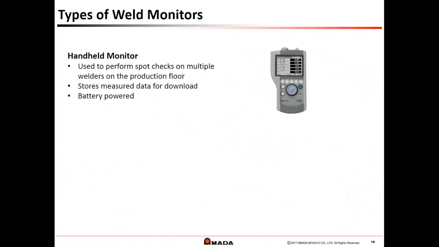We also have the handheld monitor. Now these devices are very handy. They're great to give to an engineer to take out onto the production floor. You have a bunch of welders that you don't have stationary monitors on. You can take your handheld monitor and do daily checks or weekly checks or however you do it in your factory.